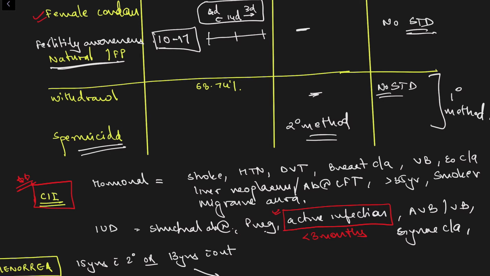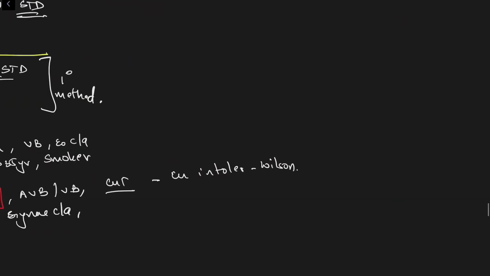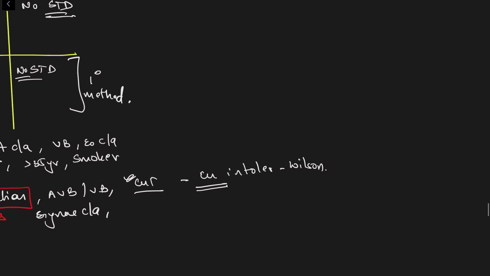Then some contraindications of copper T alone. Let me write it here. So copper T cannot be used in copper intolerance, like a patient of Wilson's disease. So what will they do? They will not ask directly. They will give you a scenario where the patient has decreased serum ceruloplasmin, increased copper, Kayser-Fleischer ring in the eye, and then they will say which method will you not use in this patient. So here the answer will be copper T. Obviously, it's a very direct question.